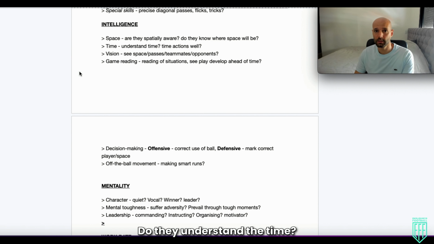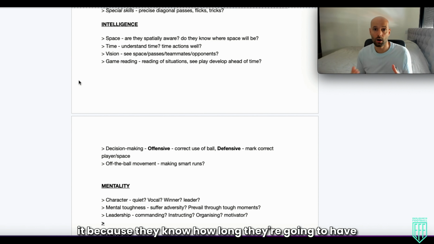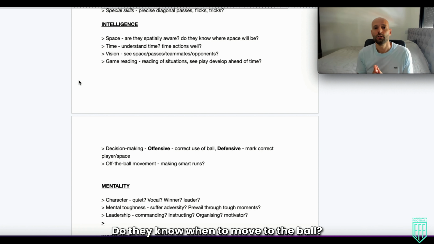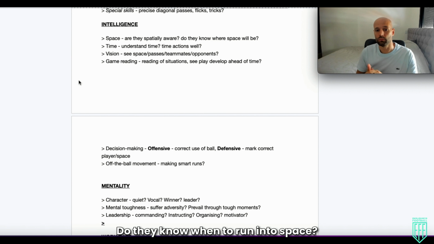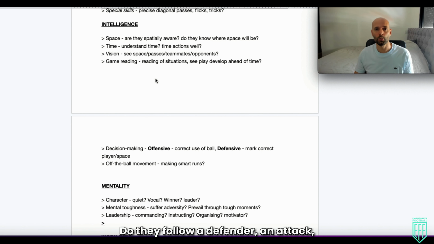Time. Do they understand the time? Do they time actions well? When the player needs to understand time, it's because they know how long they're going to have the ball before they receive pressure. Do they know when to move to the ball? Do they know when to run into space? All of these things show an understanding of time in football. Do they time actions well? This could be: do they come inside at the right moment? Do they run into the penalty area at the right moment? Do they follow an attacker at the right moment?